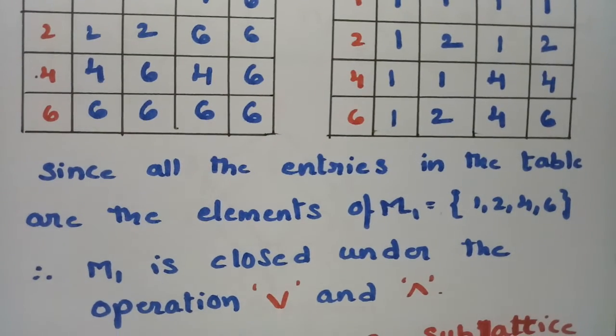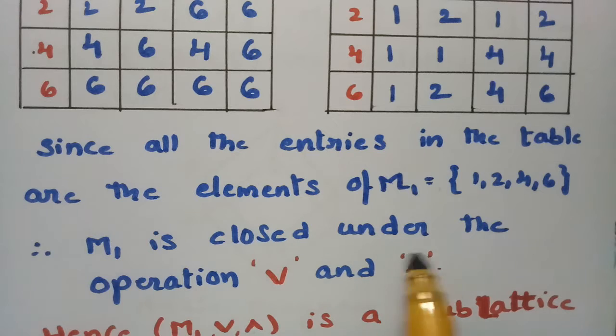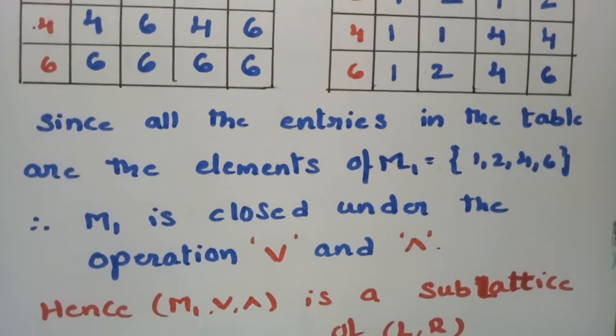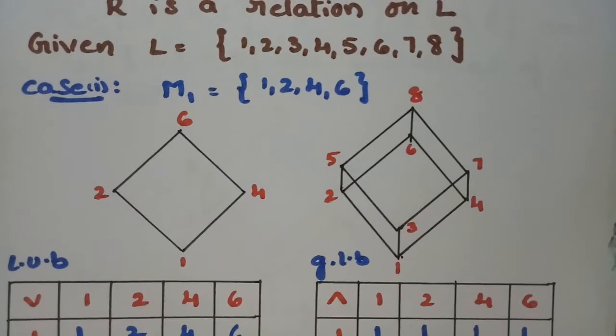Since all the entries in the table are elements of M1 (1, 2, 4, 6), M1 is closed under the operations join and meet. Therefore M1 with join and meet is a sublattice of the main lattice (L, R). And this is case 1.